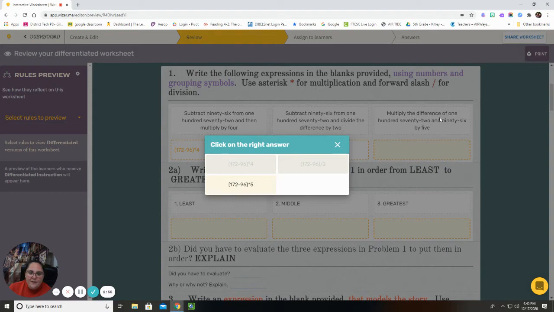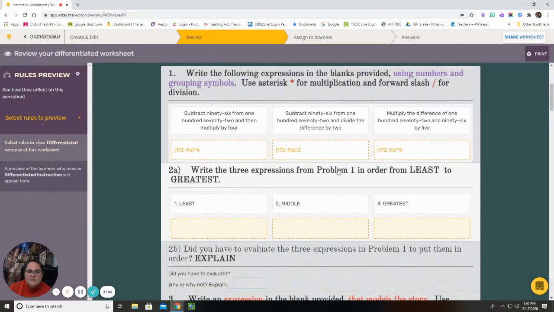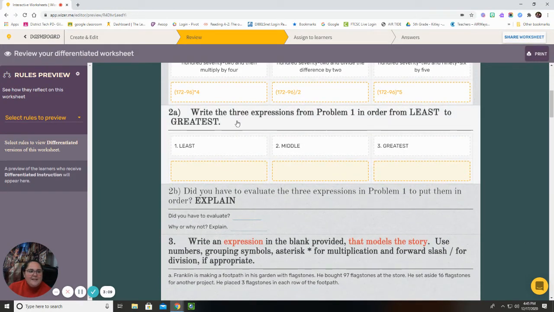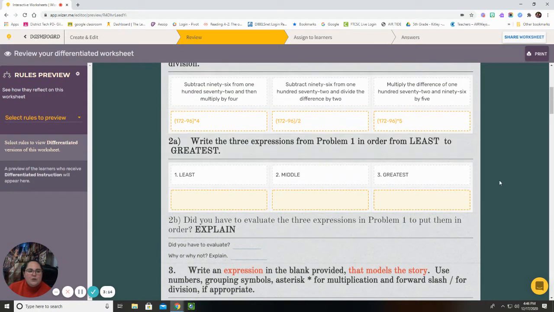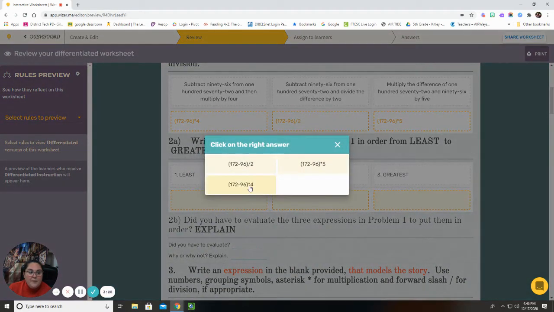Multiply the difference of 172 and 96. So I have to subtract first because you have to find the difference before you can multiply. So that's what that answer would be. Number 2A, it says write the expressions from problem 1 in order from least to greatest. Okay. So if I want to make the smallest amount, multiply something, divide something, multiply something. If I want to make it smaller, I'm going to divide. So that one will be my smallest.